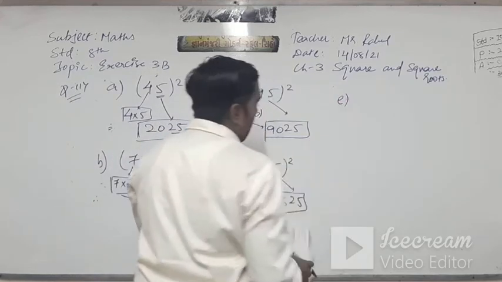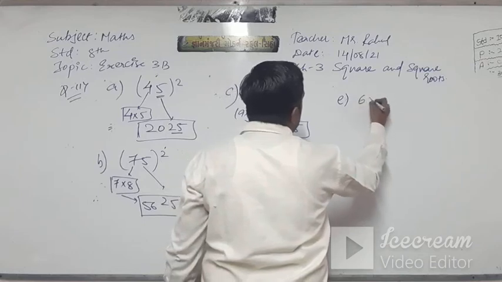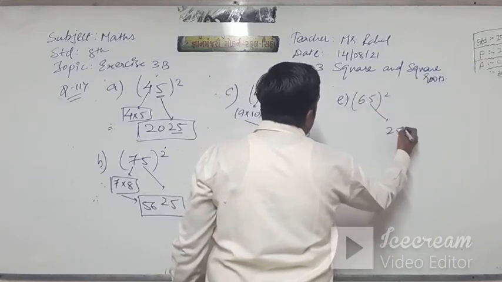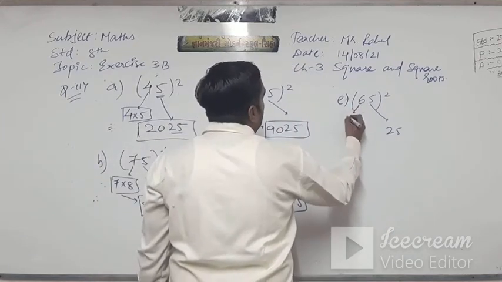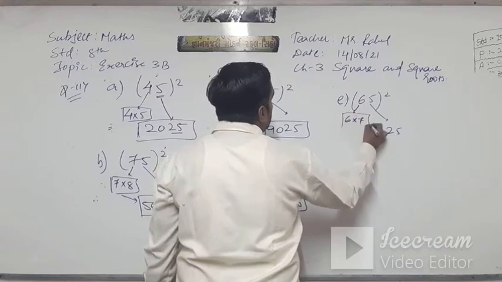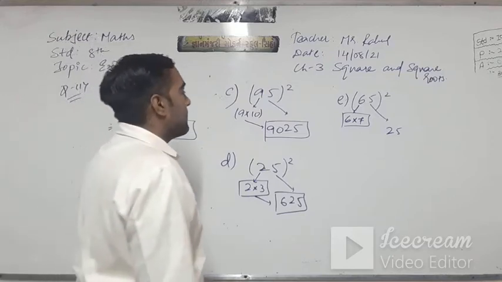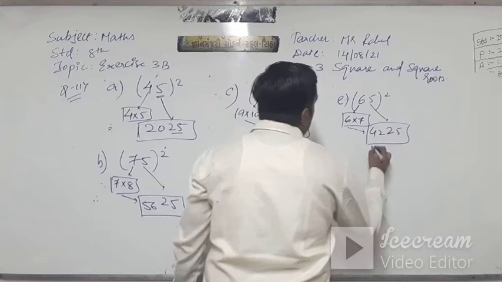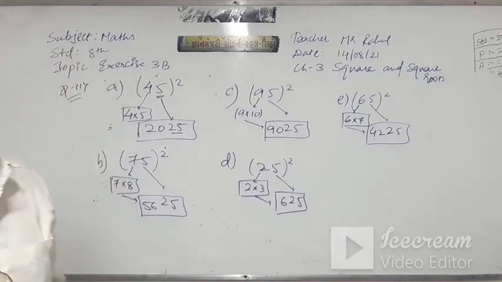And after last there is a 65. 5 square there is 25. We are putting it at the end of the digits. Now we multiply the next consecutive number with the 6. The next consecutive number after 6 is 7. So 6 sevens are 42. Then your answer will be 4225. Clear? Note down this one.